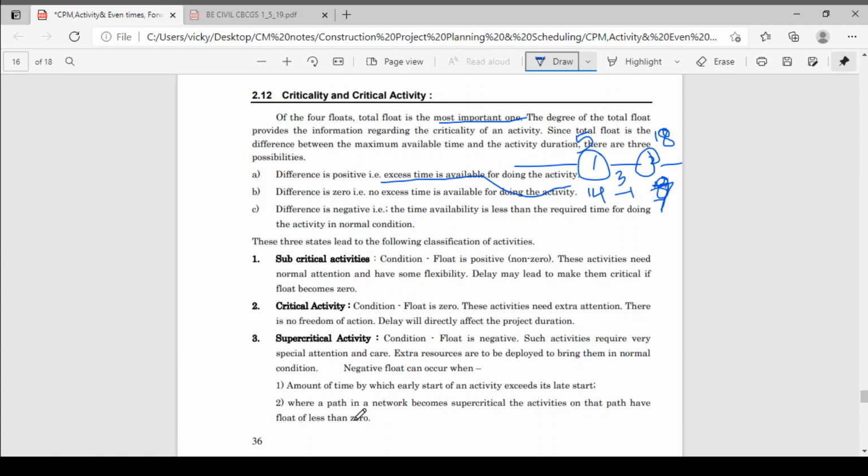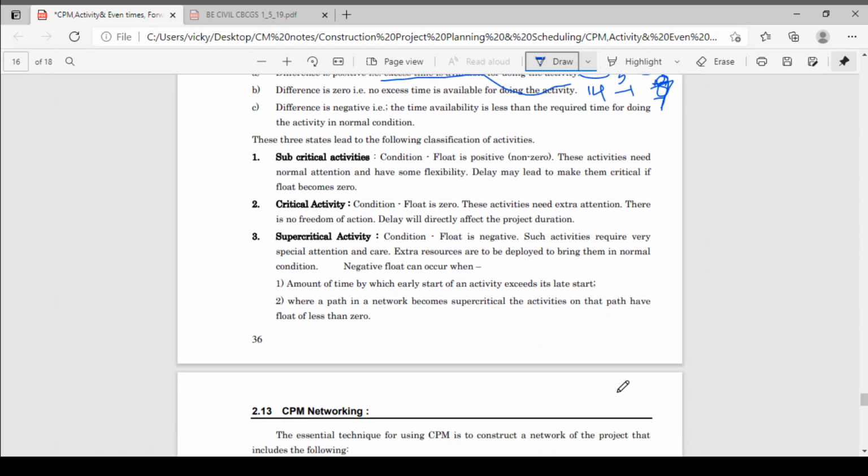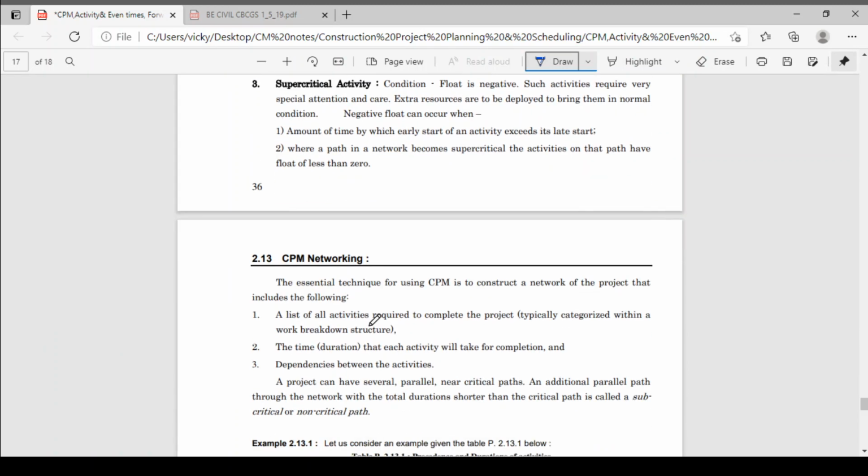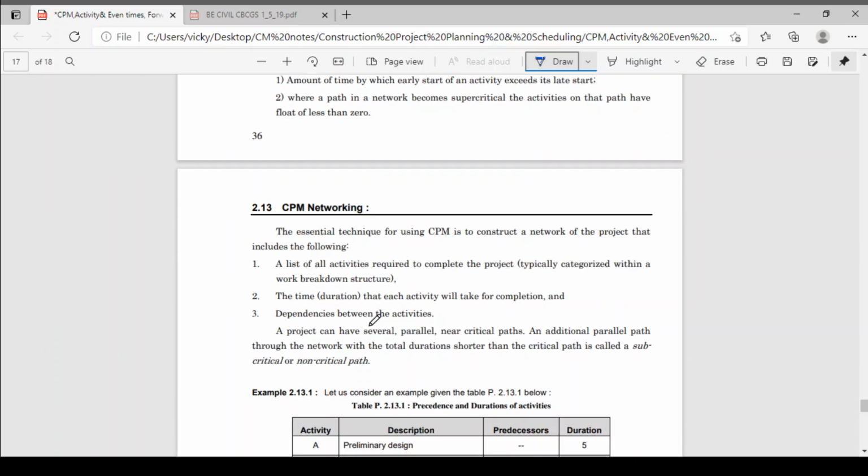So amount of time by which early start of the activity exceeds the late start. Okay, where the path in the network becomes super critical, activities on that path have float of less than zero. So these are the criticality of the activities. Okay, subcritical, critical, and super critical. So three types of activity: subcritical activity, critical activity, and super critical activity.